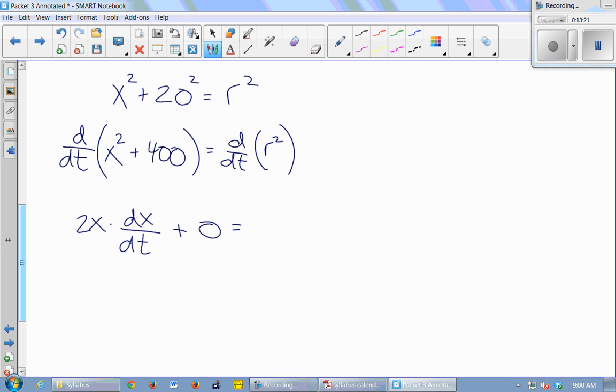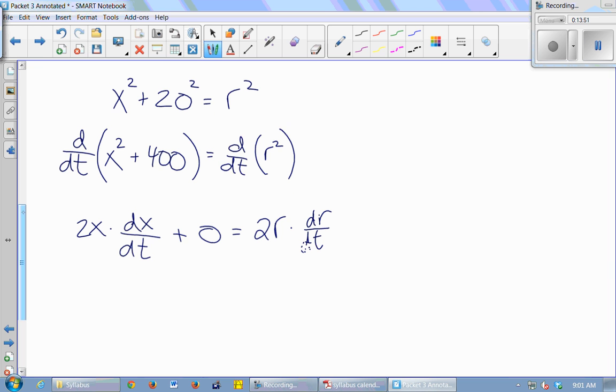d/dt of r squared, if that said d/dr of r squared, it would just be 2r, right? But because it's d/dt, it's 2r times the derivative of the inside function. My inside function is r, so it would be dr/dt. Now I plug in stuff about my snapshot in time. Not until you've done this do you plug in stuff about your snapshot in time.